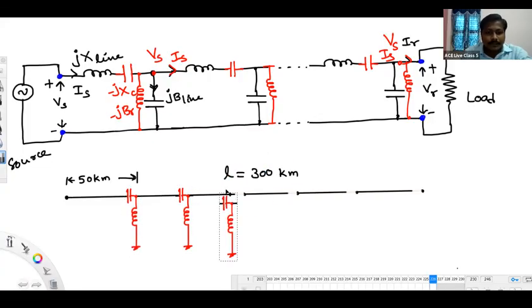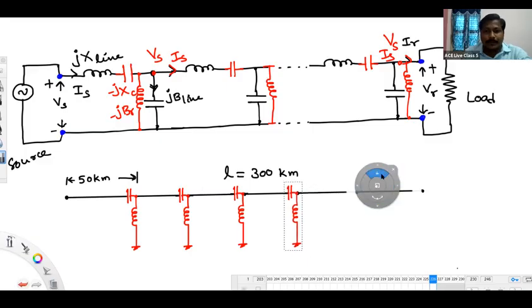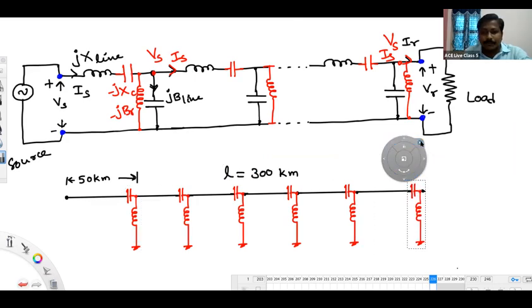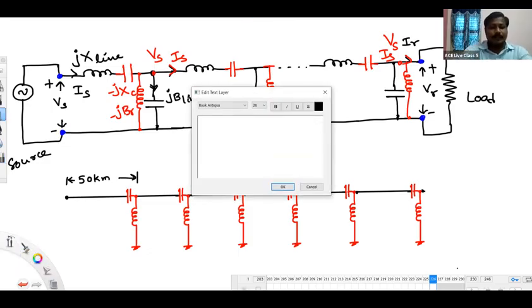Right. This is going to be called distributed compensation. What was the compensation we mentioned earlier? That was lumped compensation. And this type of compensation will be termed distributed compensation. So the heading we are going to take here is distributed compensation.